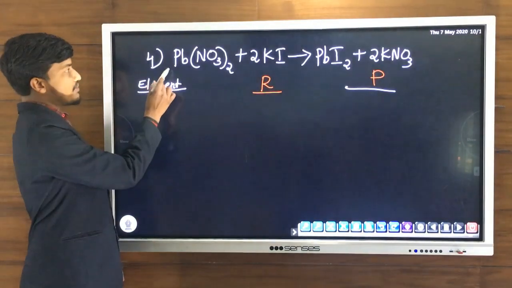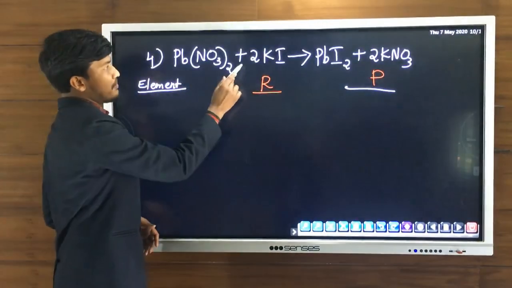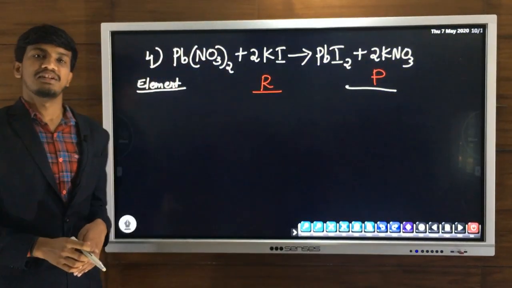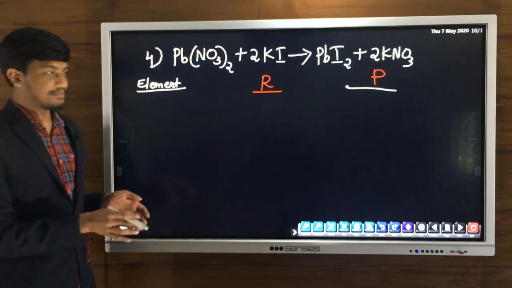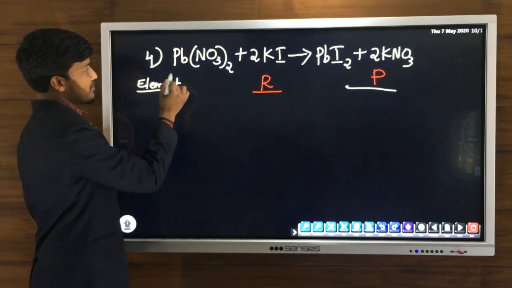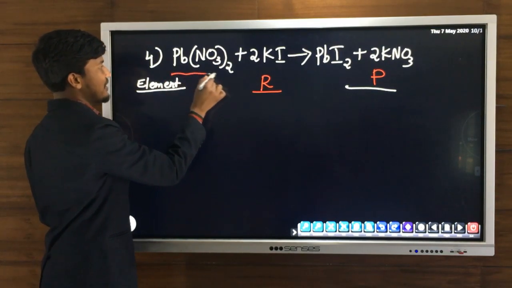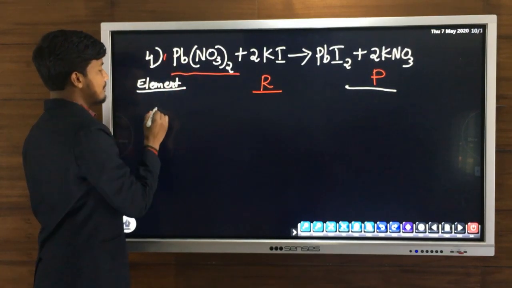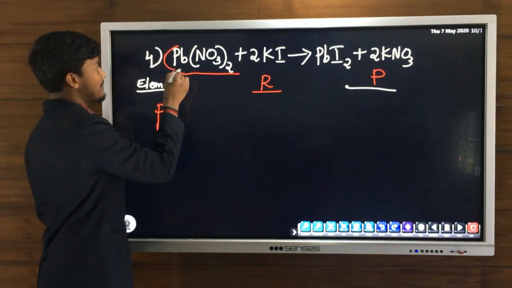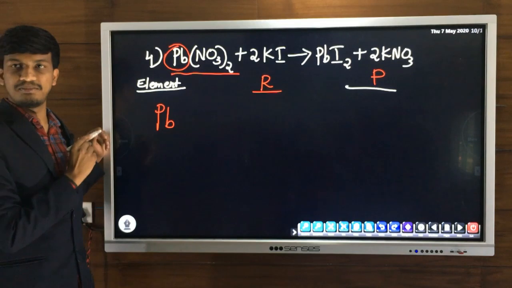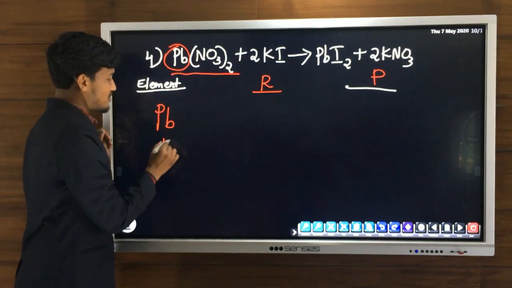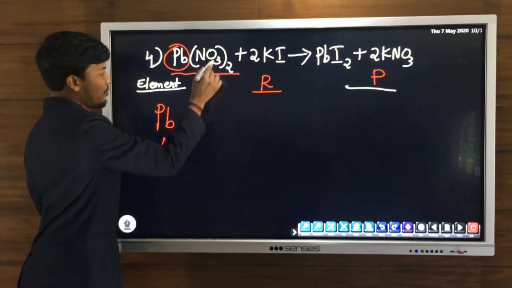So consider this equation. Pb(NO3)2 plus 2KI gives PbI2 plus 2KNO3. We are going to count the number of atoms. So for that, first of all we will write the atoms. See the first reactant Pb(NO3)2. The first one will be Pb, lead. The first element, first atom Pb, lead. Then we have N, capital letter N, that is nitrogen. Then O3, O, oxygen.